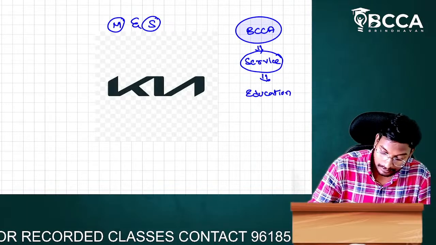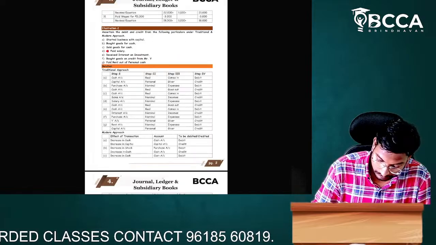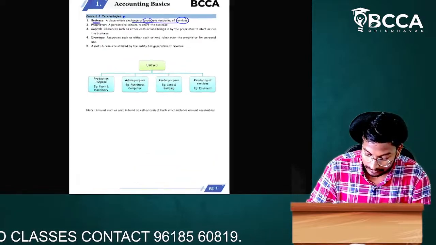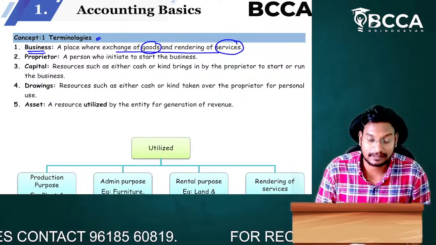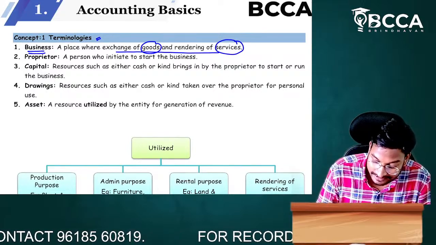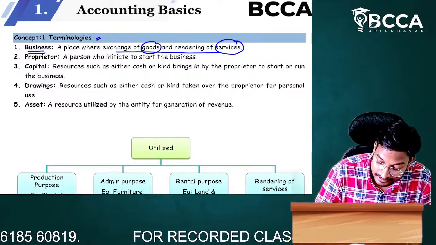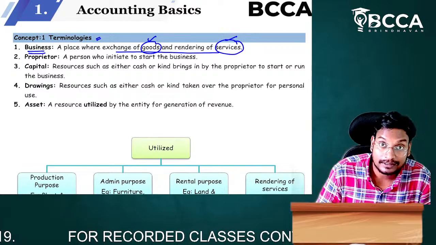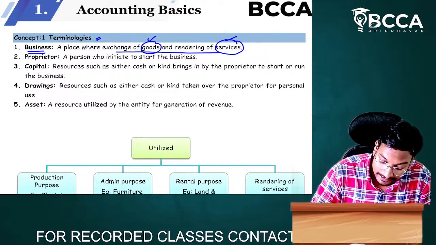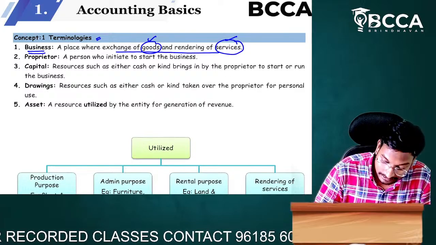Okay, sir. Where did I stop? We are discussing the meaning of business. A place where exchange of goods or rendering of services happens is called a business. In some businesses they deal with goods, and in some businesses they deal with services.